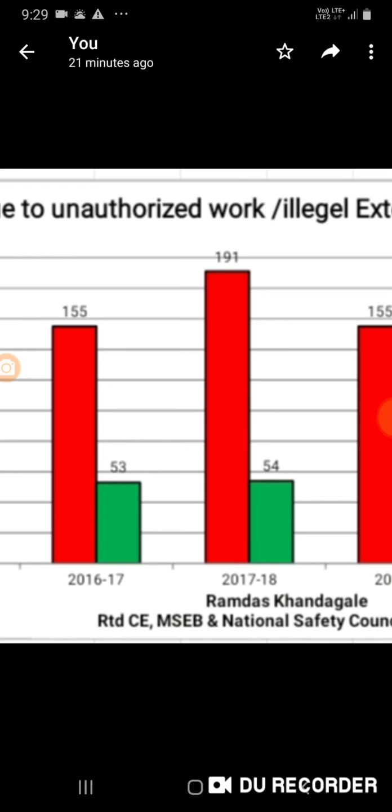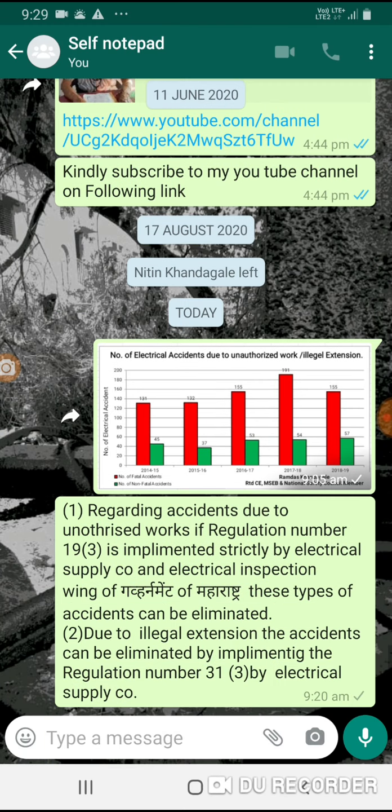Now, I will go further into how the accidents can be eliminated. Firstly, regarding accidents due to unauthorized works, if regulation number 19 bracket 3 is implemented strictly by the electrical supply company and the electrical inspection wing of the government of Maharashtra, this type of accident can be eliminated. And due to illegal extension, the accidents can be eliminated by implementing regulation number 13 in bracket 3 by the electrical supply company. Means everything is in the hands of the electrical supply company and the government to eliminate all the accidents.